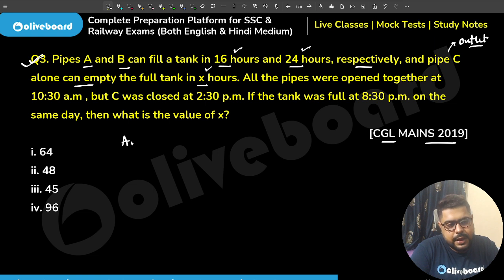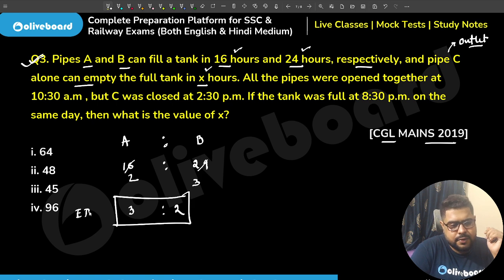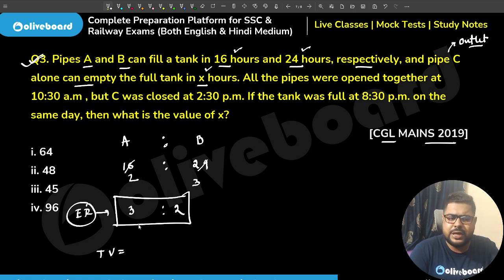Now, A and B. For the time being, I'm not considering C because I don't know the time. So no point considering that. So 16 and 24, both are inlet pipes. 16 and 24, so 8 2s, 8 3s. These are time ratios. I'm writing the efficiency ratio directly, sir. This is ER. And total volume I can calculate through A or B, whatever. So I'm taking B: 3 liters an hour into 16 hours. So 3 16s are 48 liters.